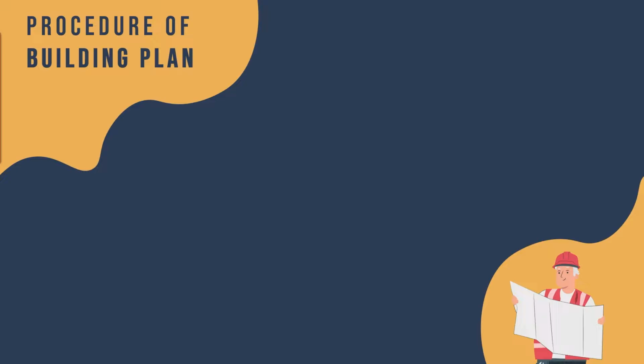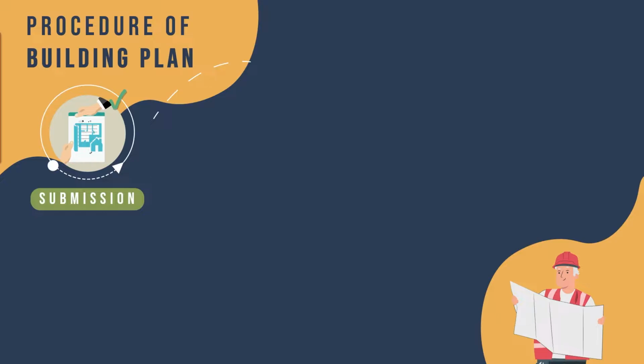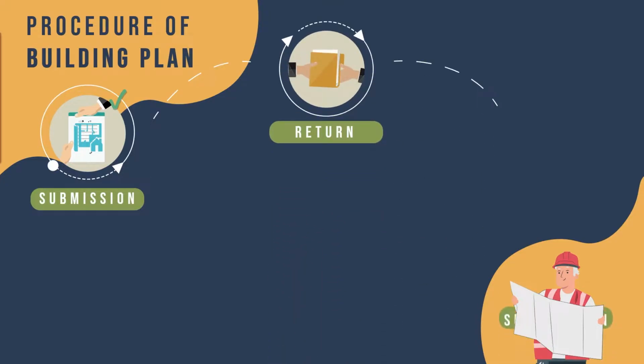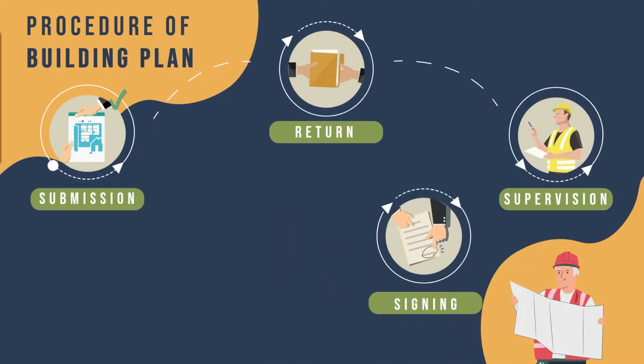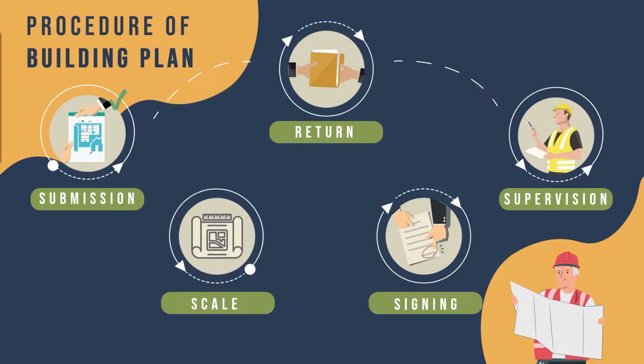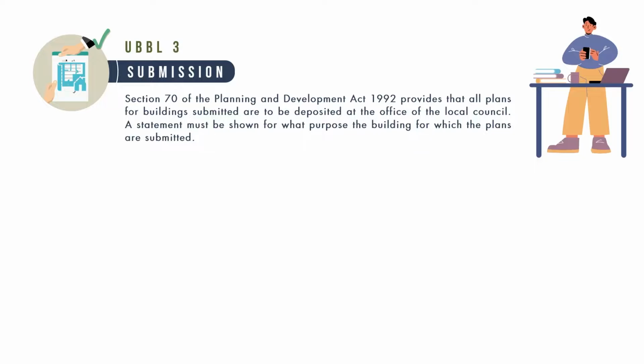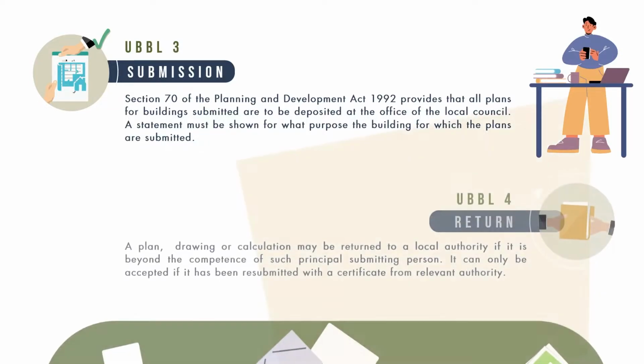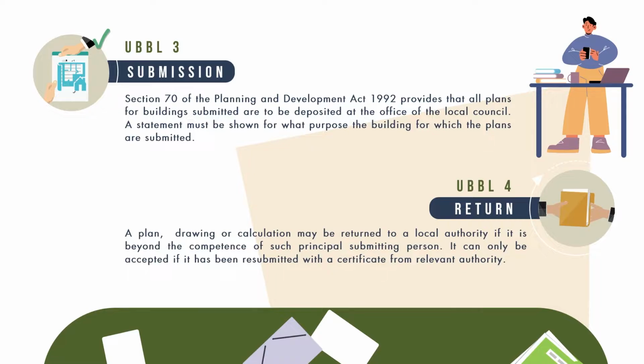Some of the procedures include the submission of plans for approval, return of plan, supervision of work, plans to be signed, and scale of plans that shall be drawn. To further elaborate, plans must be submitted to the office of the local council, where a statement must be shown, and the plan may be returned if it exceeds the ability of the submitting person.